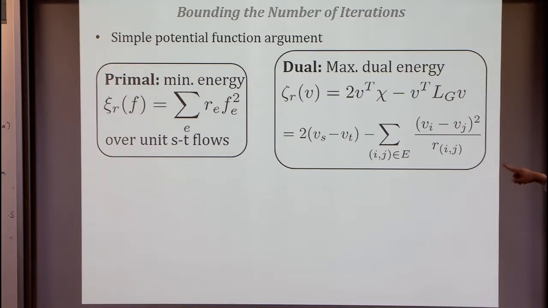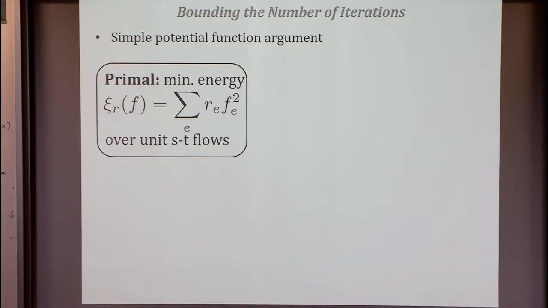What is R? R is the resistance of the edge. Oh, okay. So it's 1 over the weight. Oh, I see. So that little r, that subscript r, is the vector of resistances?